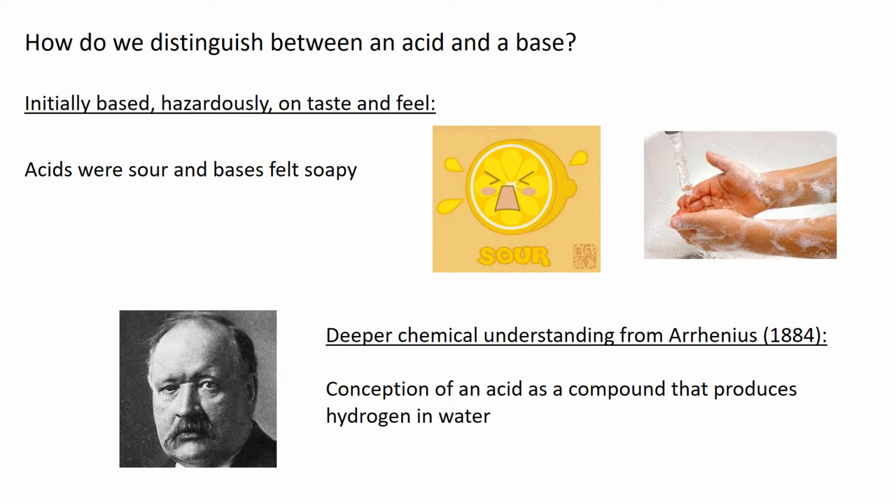So how can we distinguish between an acid and a base? Well, many years ago, this was initially based very hazardously, of course, on taste and feel. And acids were sour and bases felt soapy. A deeper chemical understanding of acids and bases was developed by Arrhenius in the late 1800s, when he started to communicate that an acid is a compound that produces hydrogen in water. Of course, that's getting closer to our understanding of acids and bases today.